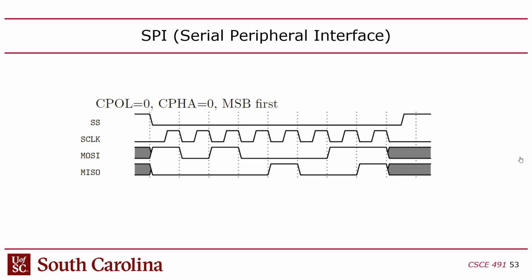Okay, and now keep in mind too that MOSI and MISO are both changing at the same time, right? They both change on the same edge of the clock, which means that the changing and the sampling edge of the clock is done on both sides of the connection, right? Okay. Now let's look at another example here.